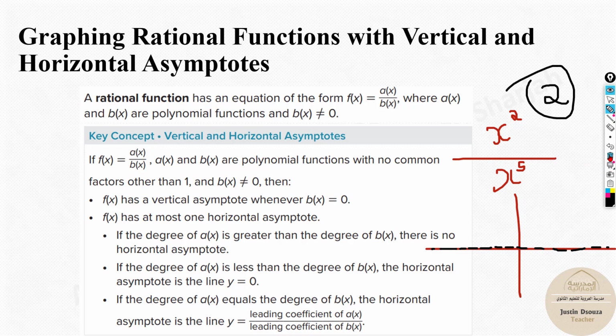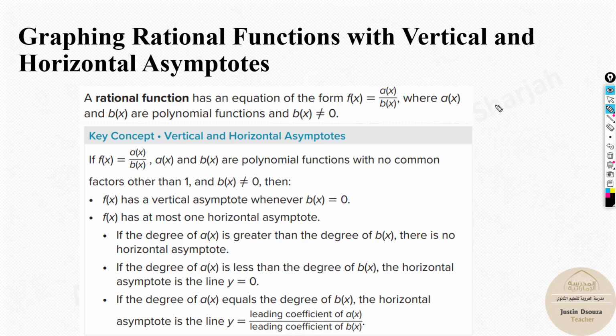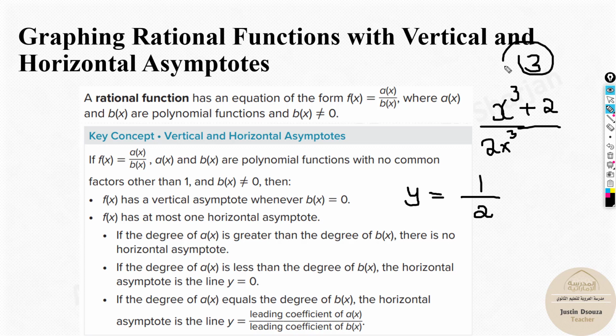And the last condition is if the degrees are the same. What about when the degrees are the same? For example, we have x power 3 divided by 2x cubed. If you have any other term, that's fine. All you need to look at is the highest degree. It's power 3 over here and power 3 over here. Write the coefficients. Over here it's 1 and over here it's 2. The horizontal asymptote will occur at this point, and this is the third condition. It'll be easier when we solve problems.